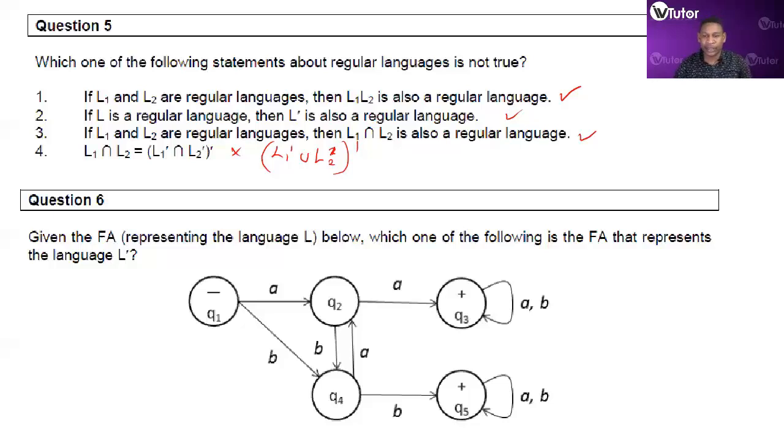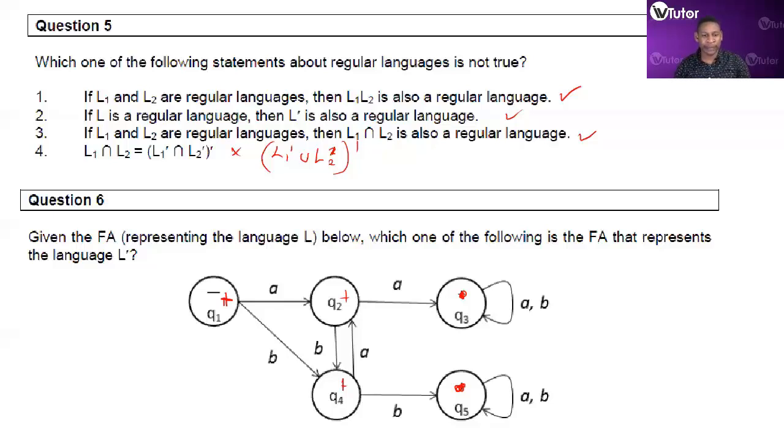Then question 6 says, given the finite automata representing L below, which one of the following is the FA that represents L complement? The FA that represents L complement is going to have this a non-final state, this a non-final state, and this becomes a final state. We don't have the options, but the option that has this would be the correct one.